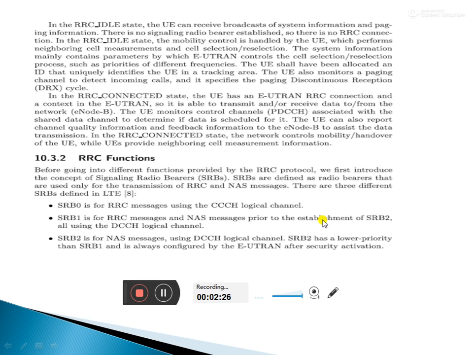Now SRB 2 is for NAS messages, again using the dedicated control channel, and SRB 2 is given the lower priority. SRB 1 is given the higher priority, and SRB 2 is configured by the network after the activation of security. This is how these three work in a security-wise manner.